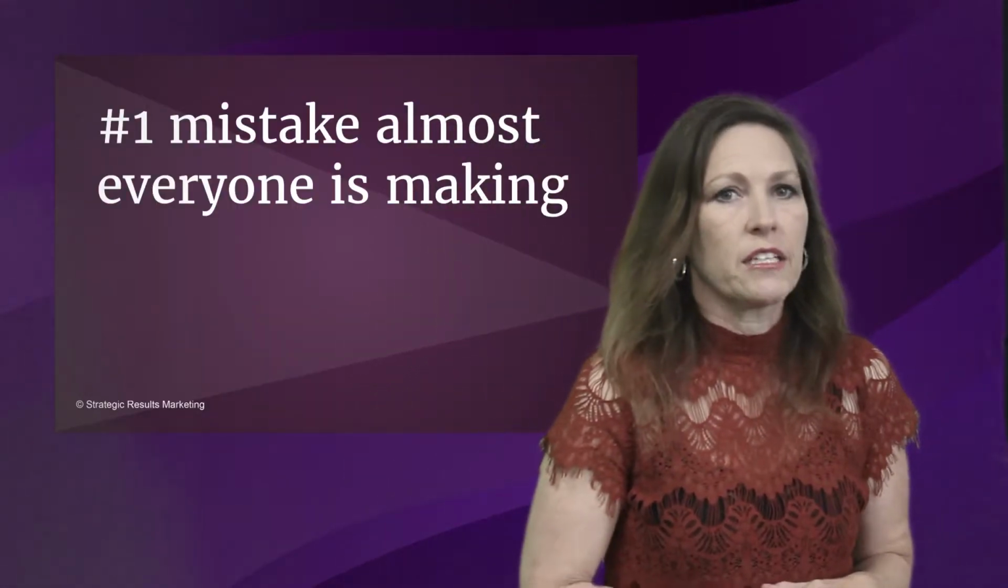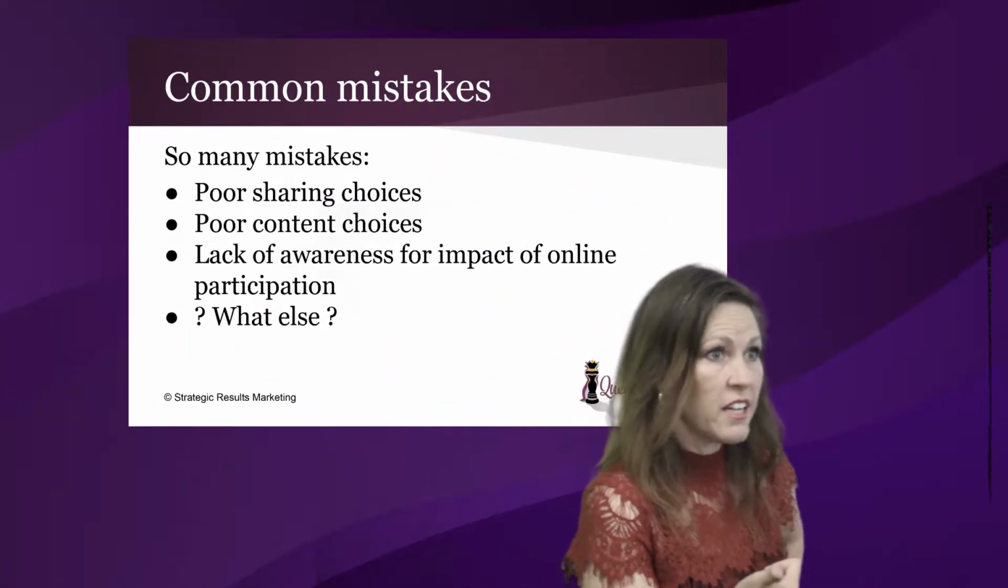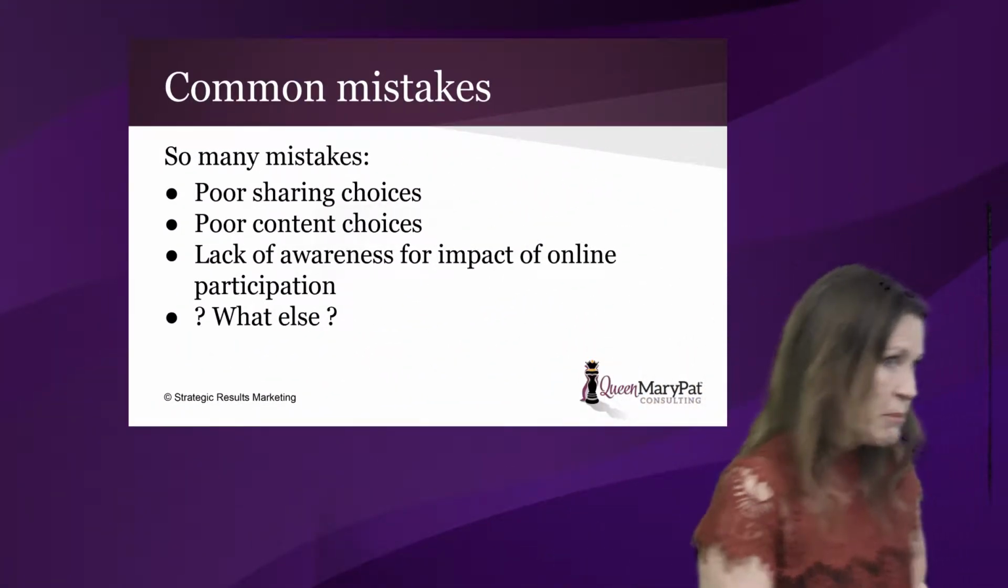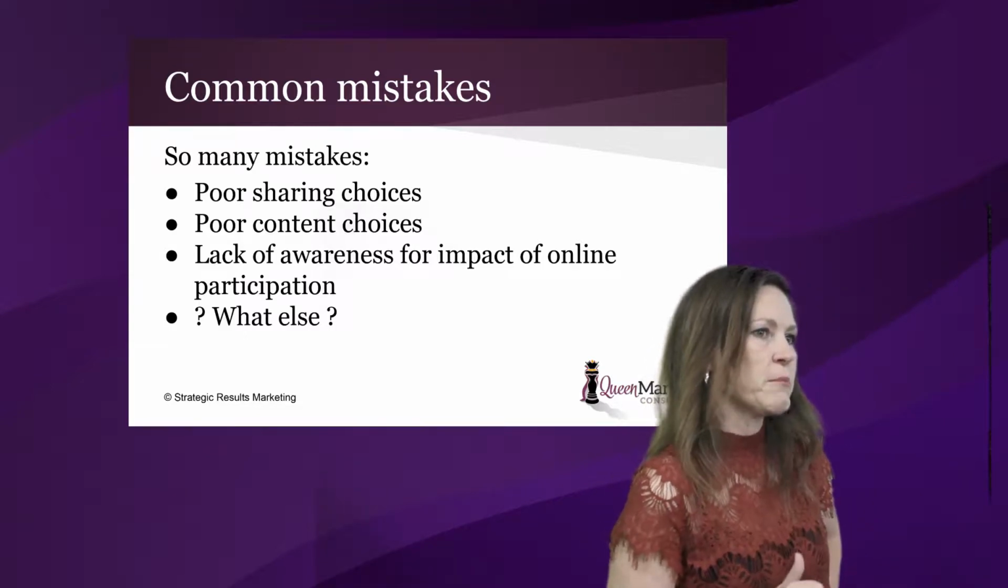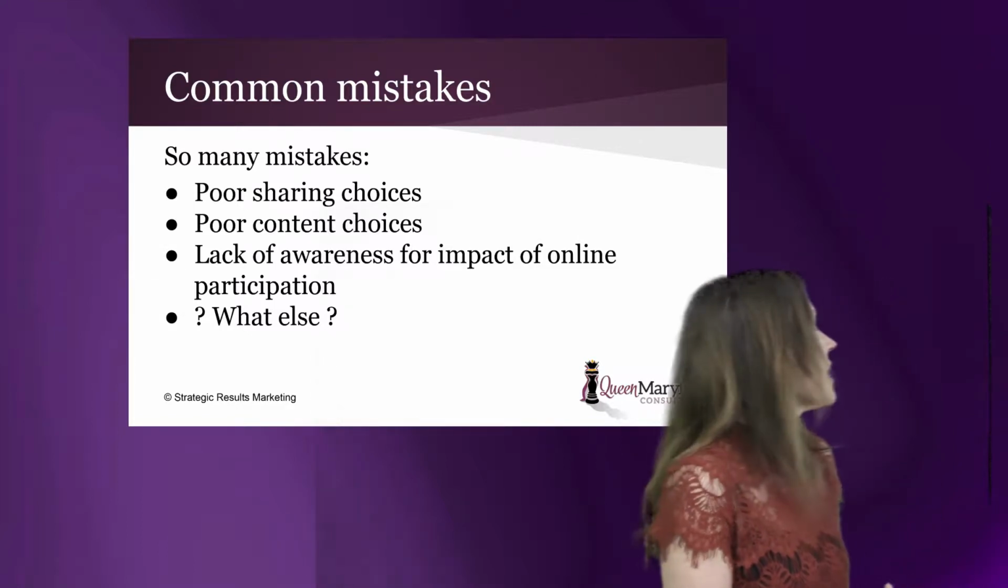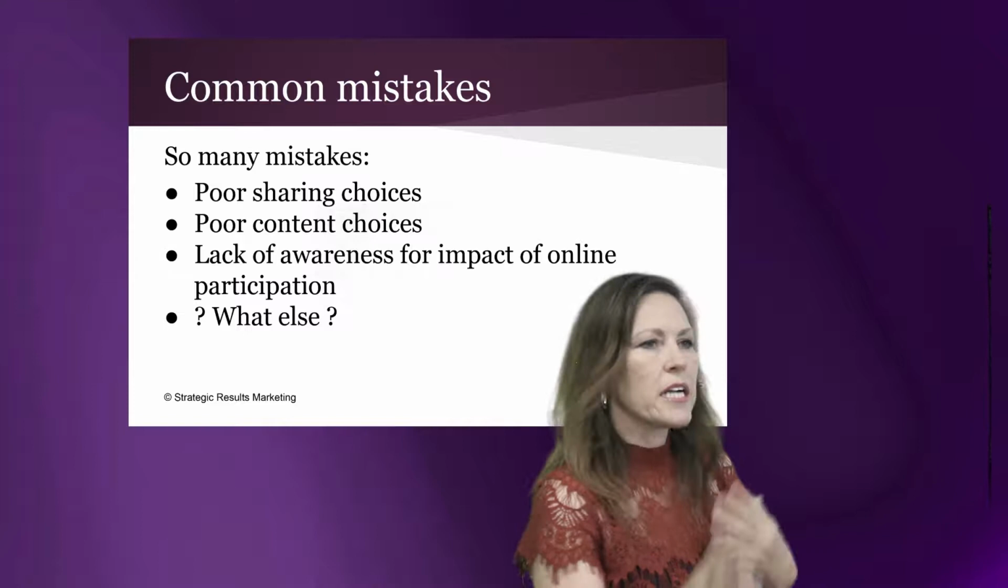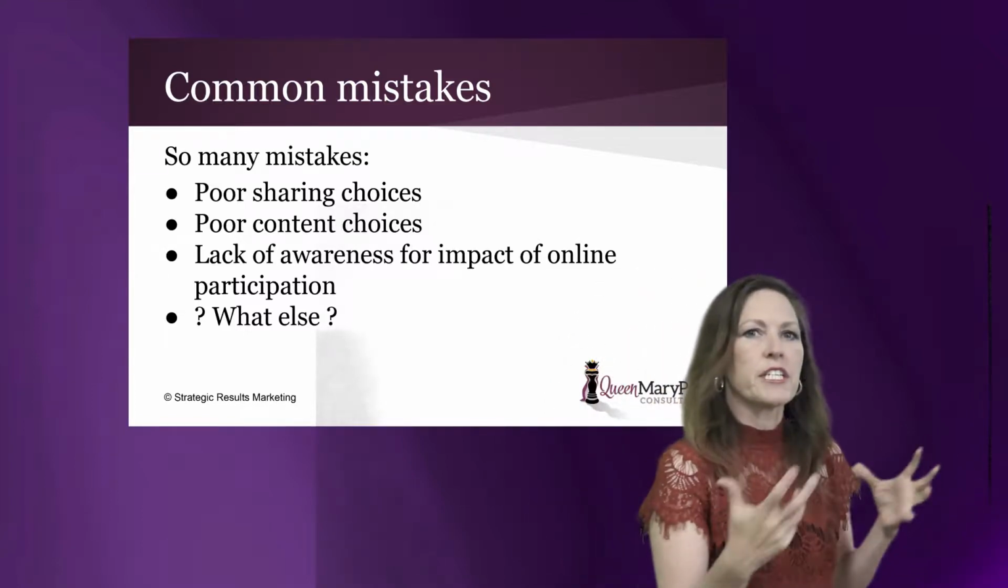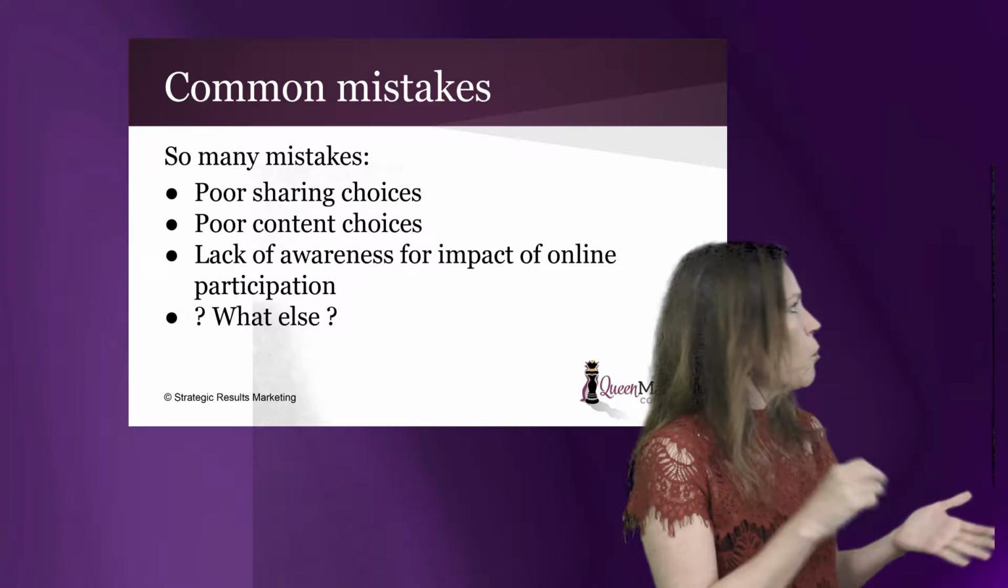All right, so the number one mistake almost everyone is making. Do you have any ideas of what this might be? There are lots of mistakes that we see people making. So poor sharing choices online. We've all seen this happen firsthand. We've probably been related to people this last year who have made some poor sharing choices. Content, just sharing something that probably you shouldn't be sharing. Lack of awareness for the impact of online participation. We see our younger generation doing this a lot more. What happens with that information? Because a lot of information stays there forever. So do you want your great-grandmother to see it? And do you want to see it when you're a great-grandmother?